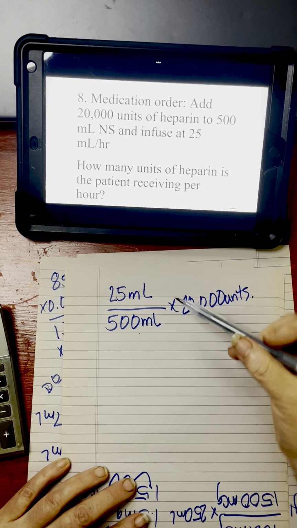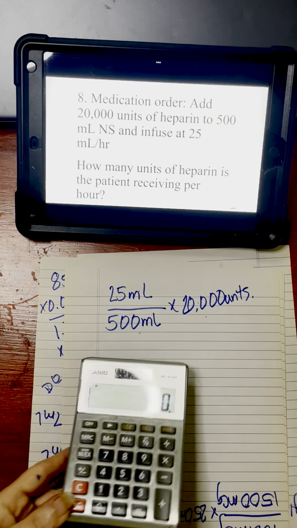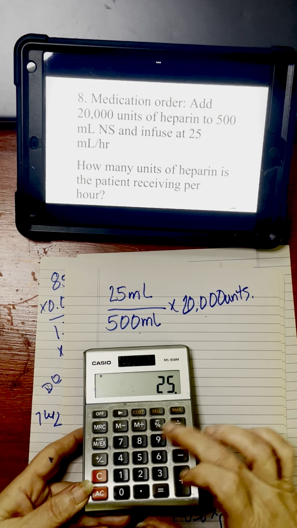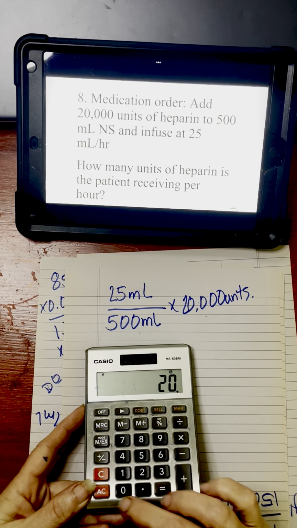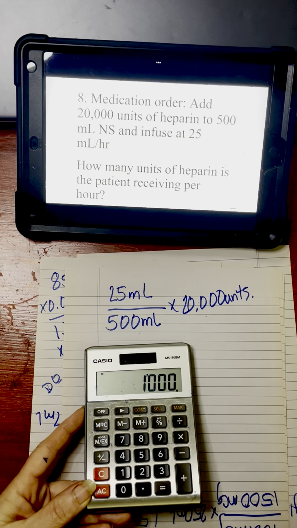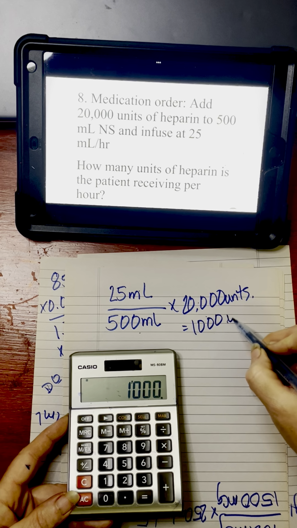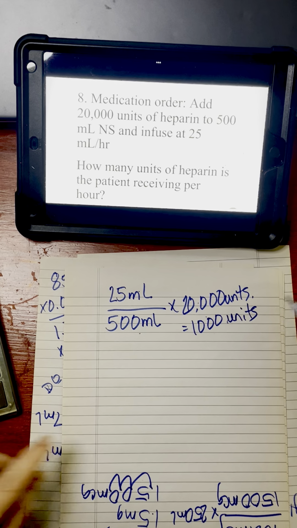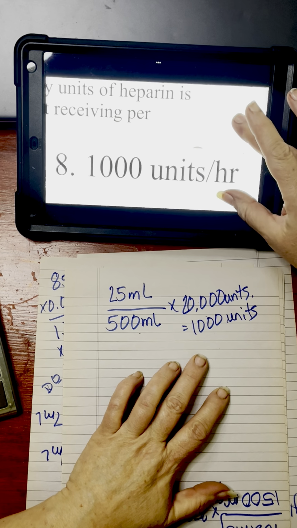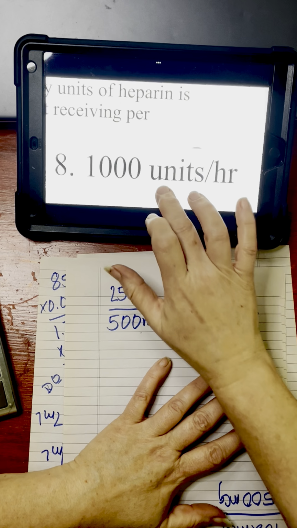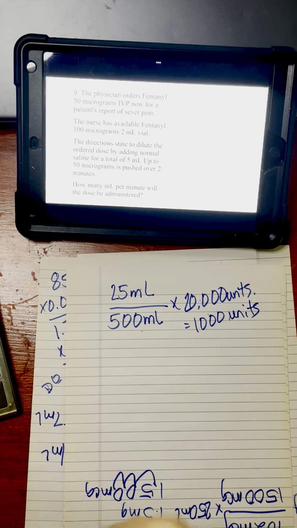25 divided by 500, then multiply it times 20,000 and count your zeros. Okay, 25 divided by 500 times 20,000 equals 1,000. They're getting 1,000 units per hour. Look, boom. Sure enough they are. Saved another one. Yeah, we did. Okay, look here.